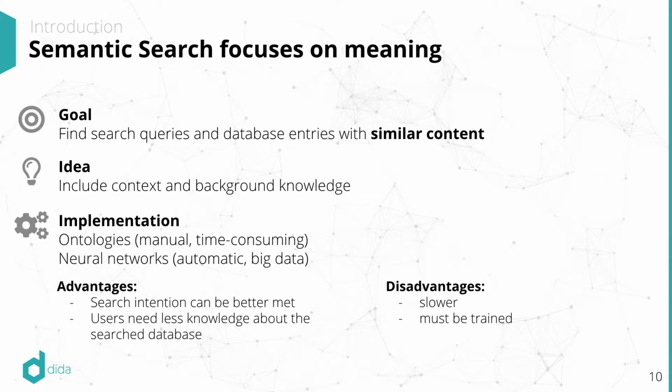The advantages of semantic search are therefore that the search intention of the user can be better met, and users need less knowledge about the search database. You don't need to know what the exact expression for something you're looking for is in the database. You just need to know what content you're looking for. Disadvantages are that semantic search is slower and it usually needs to be trained on data, so it doesn't work out of the box.